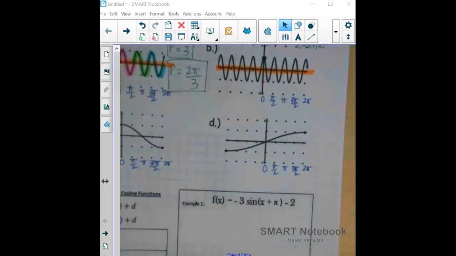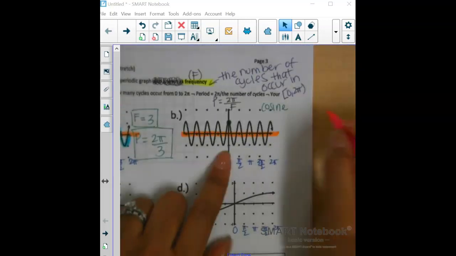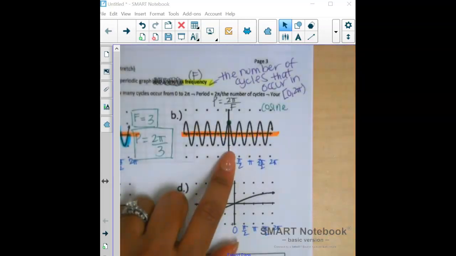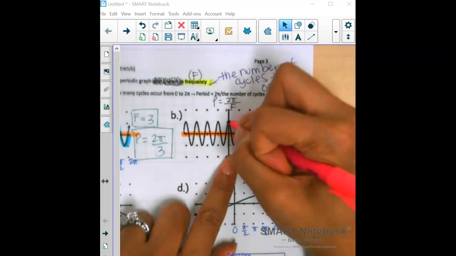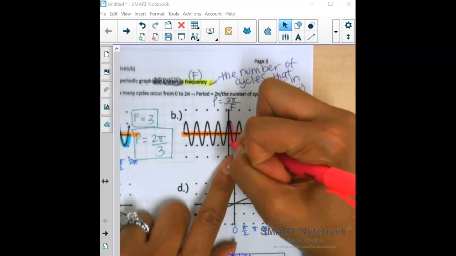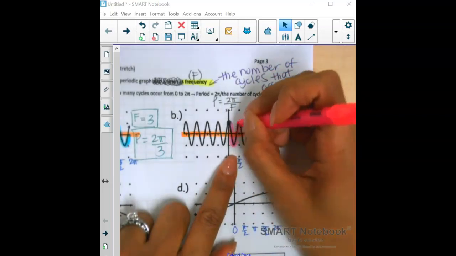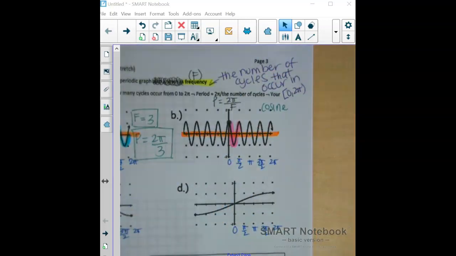So let's get my highlighter ready, and let's do the same thing for the B graph. I need to hit a max, min, max for it to be 1 full cycle. So we're starting at a max, goes down to my minimum, back up to my maximum. That is 1 full cycle.